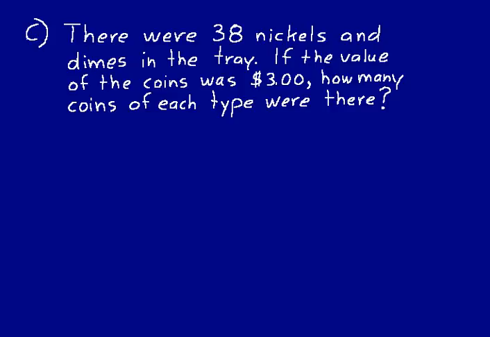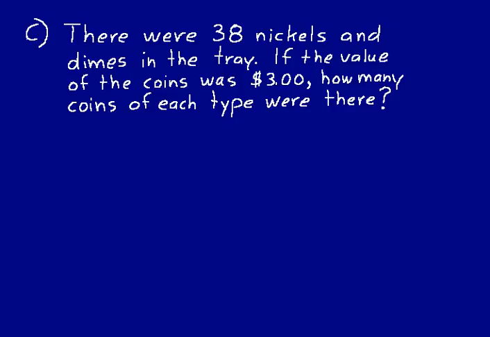Let's do one more problem. On this one, you should pause the CD and see if you can figure it out on your own, and then fast forward to the answer and see if you got it right. It says there were 38 nickels and dimes in the tray. If the value of the coins was $3, how many coins of each type were there?